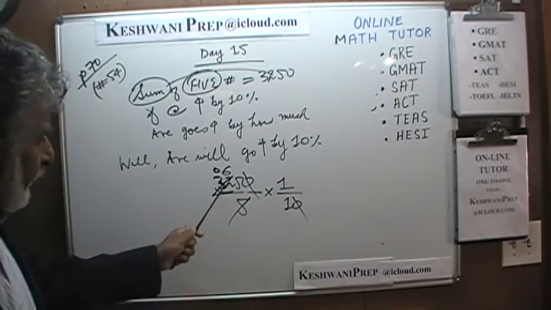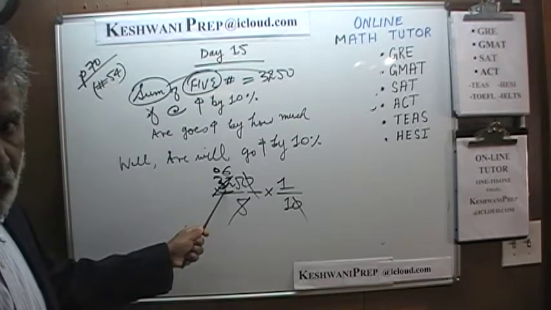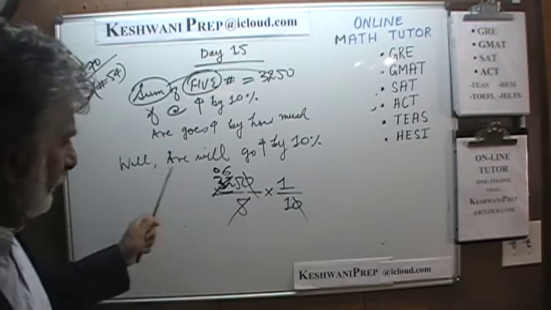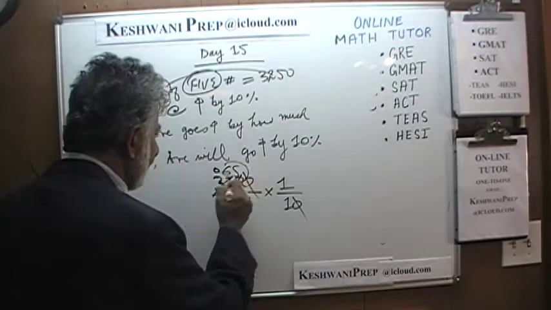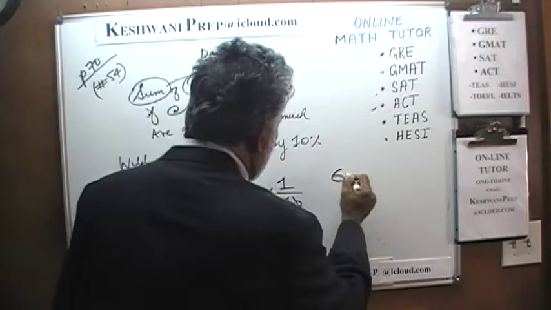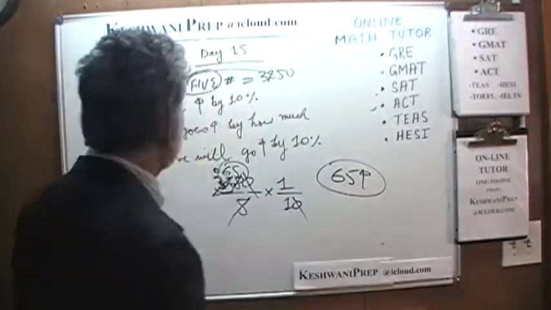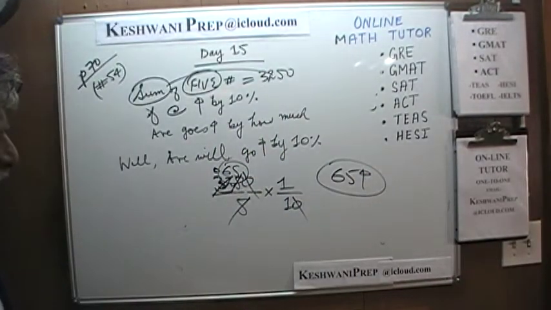After we take away 30 from the 32, we have a remainder of 2. What happens to the 2? The 2 goes and joins the 5, then 25. And 25 is 5 5s. There you go. The average will go up by 65. That's all it is. And that's all there is.